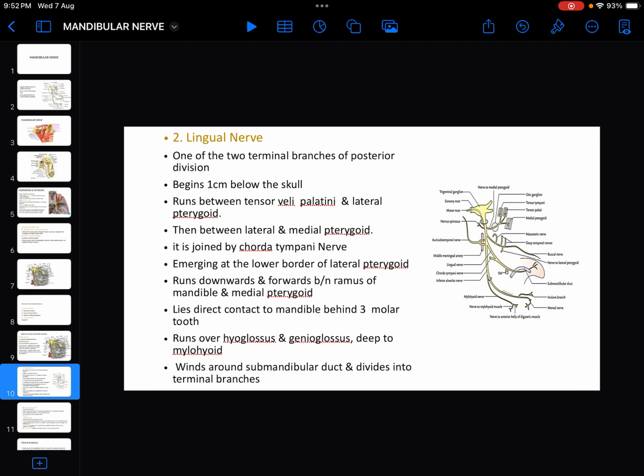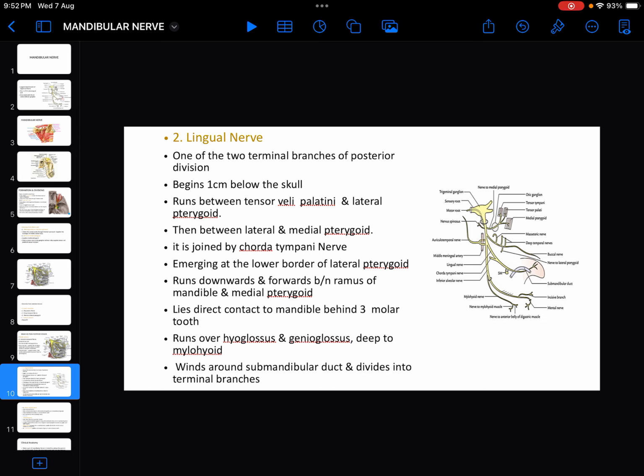Then the second branch is called the lingual nerve. It is a smaller terminal branch of the posterior division of the mandibular nerve. It is sensory to the mucous membrane of the anterior two-thirds of the tongue except the vallate papillae. This branch begins 1 cm below the skull and runs between the tensor veli palatini and the lateral pterygoid muscle. Then it lies between the lateral pterygoid and the medial pterygoid.